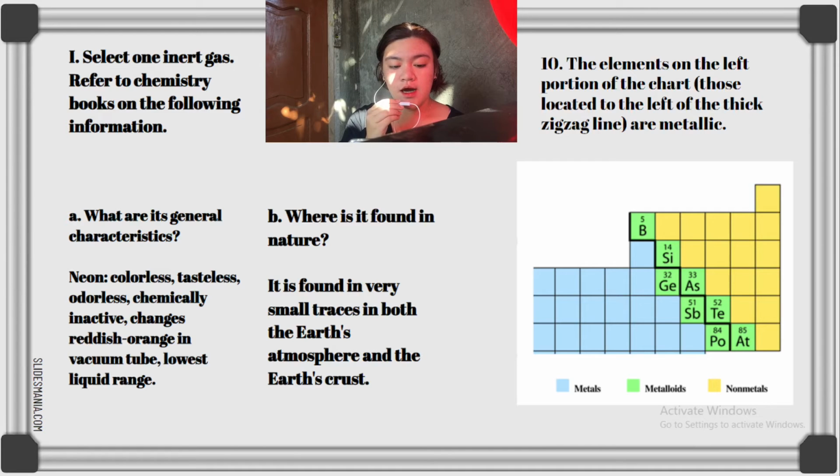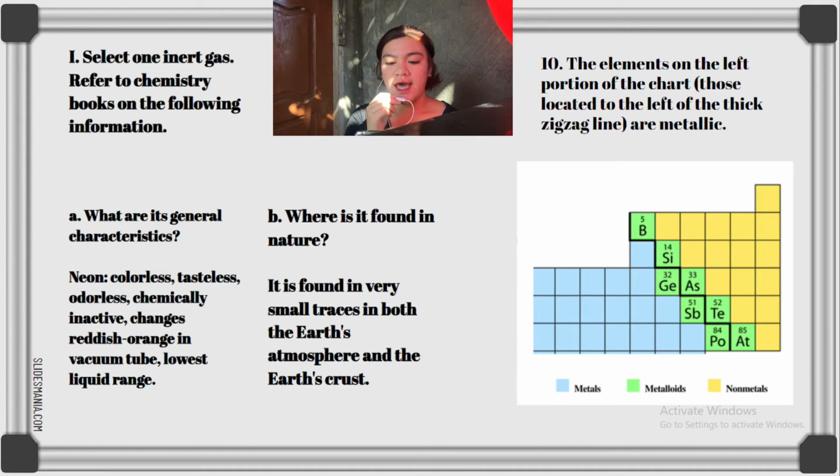A. What are its general characteristics? Neon: colorless, tasteless, odorless, chemically inactive, changes reddish-orange in a vacuum tube, and has the lowest liquid range. B. Where it is found in nature. It is found in very small traces in both the Earth's atmosphere and the Earth's crust.